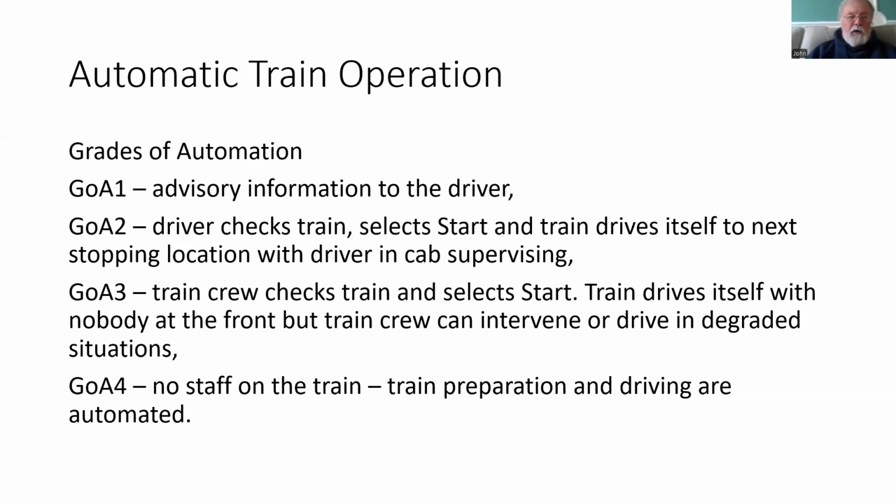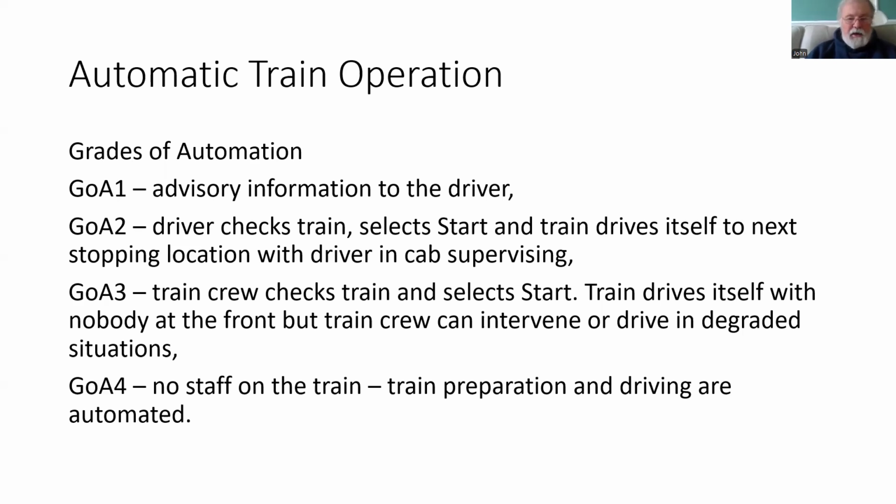So what do these mean? Well, GOA1 would often be known as a driver advisory system, or DAS. GOA2 is the ATO that's been applied on the Elizabeth line and the Thameslink core lines in the UK, where the driver remains at the front, closes the doors, checks the train is clear, and then selects start, allowing the train to drive to the next location where it will open the doors automatically. And GOA1 and GOA2 are supported in baseline 4.